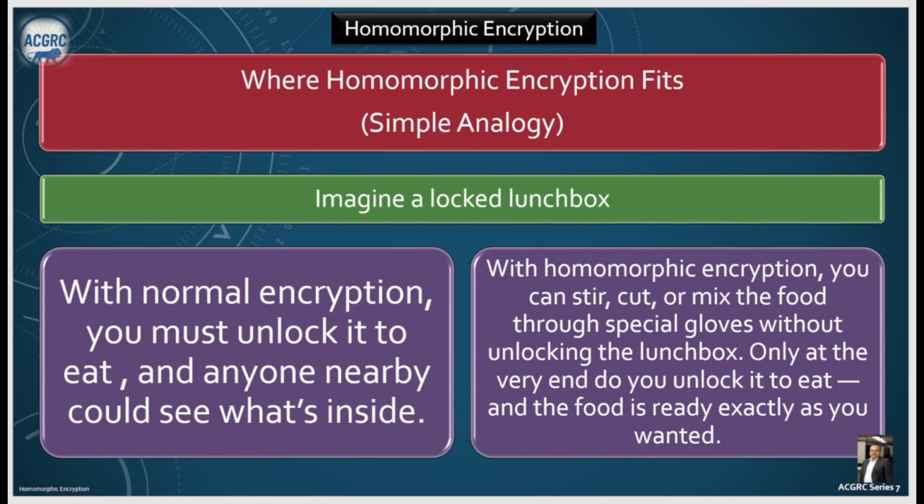Analogy: imagine a locked lunchbox. With normal encryption, you must unlock it to eat, and anyone nearby could see what's inside. Now, with homomorphic encryption, you can stir, cut, or mix food through special gloves without unlocking the lunchbox. Only at the very end do you unlock it to eat, and the food is ready exactly as you want it. We discussed the original idea when we started this video. The packet food ready to eat.